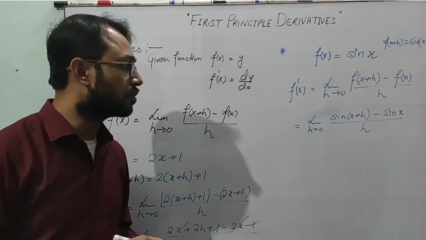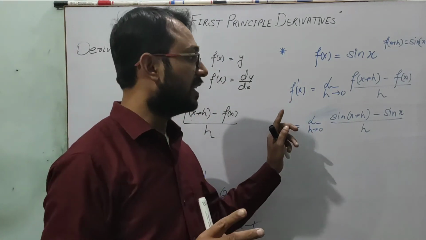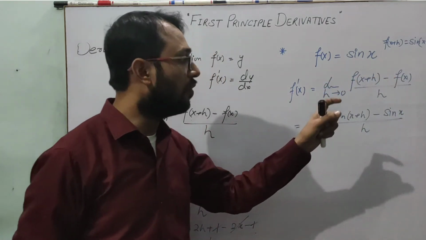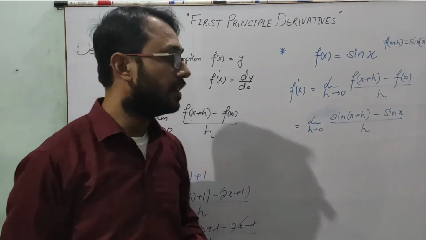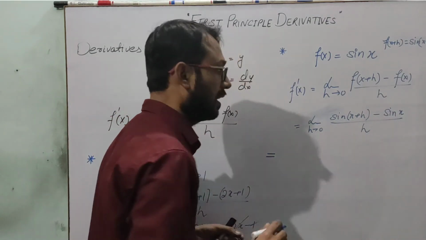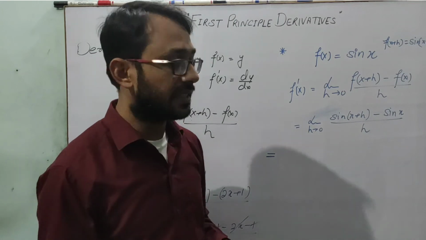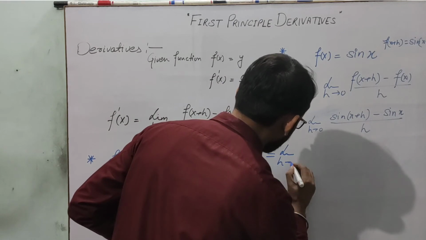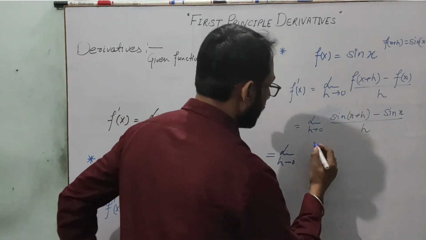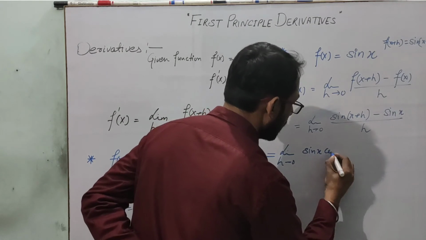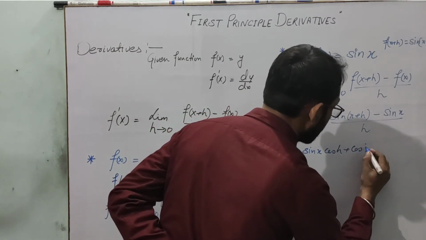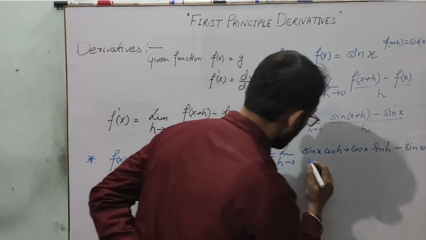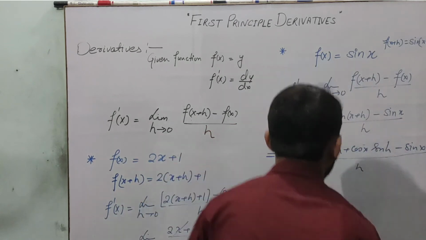Now our task is to solve this. Two different identities we could apply, either sin C minus sin D, or sin(A + B). I am going with sin(A + B) right now. Otherwise I like to apply sin C minus sin D, but right now I am going with sin(A + B). So it will become limit of h tends to 0, sin(A + B) means sin x cos h plus cos x sin h, minus sin x, whole upon h.